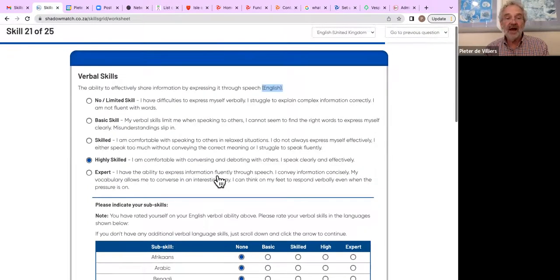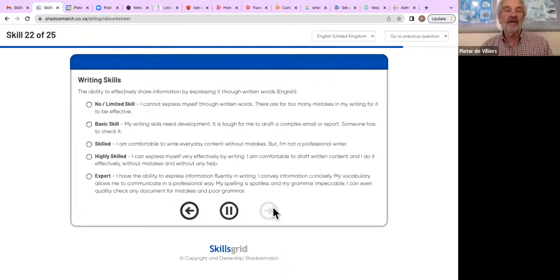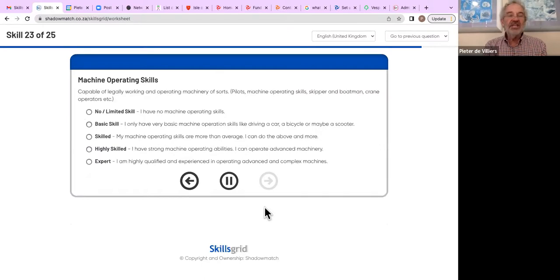So you said that you are highly skilled. We want to know what other languages you can express yourself in to be qualified as highly skilled. Writing skills, the same. Let's say skilled, and it then asks that again. It says basic. I've got the basic skills in place. And then machine operating skills.